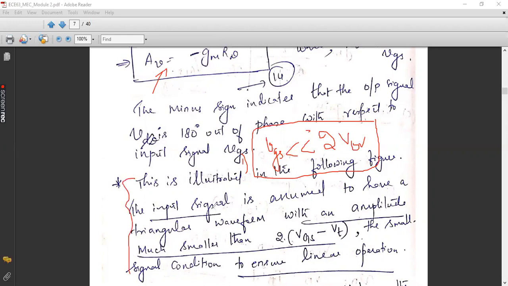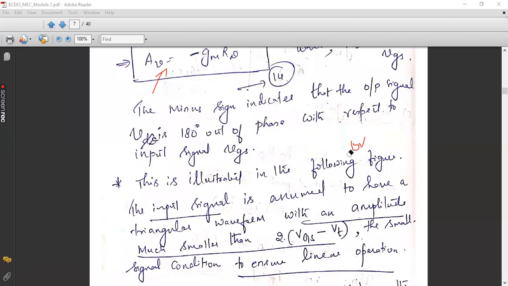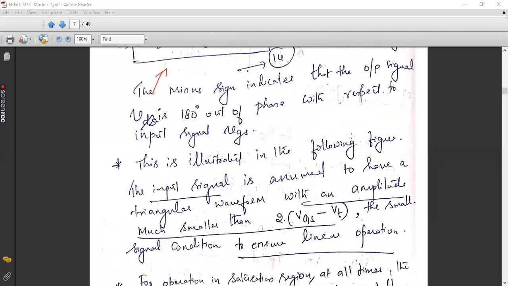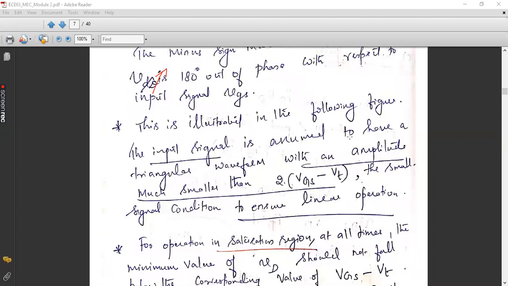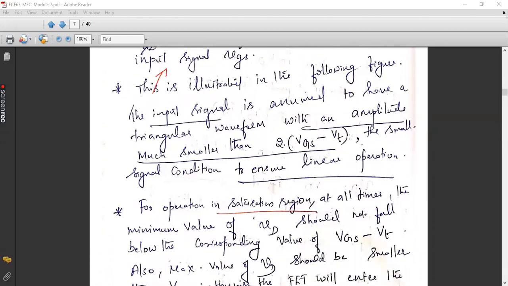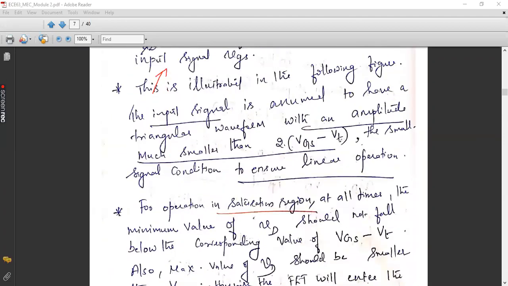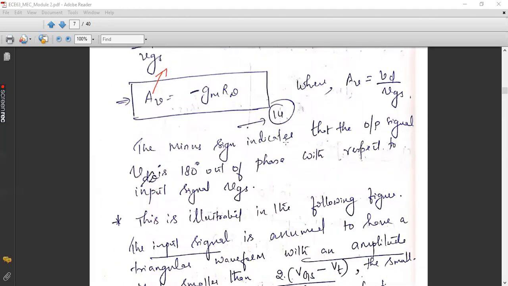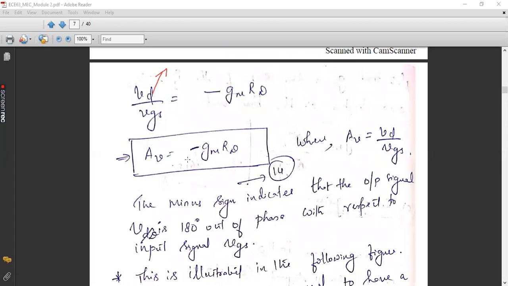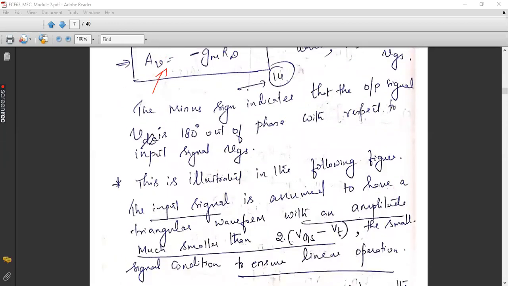This is illustrated in the following figure. That is, the input signal is assumed to have a triangular waveform with an amplitude which is much smaller than 2 times VGS minus VT. I will show you the diagram. So suppose you are giving a triangular waveform as an input to this amplifier for the amplification purpose, then the amplitude of such a wave should be smaller than 2 times VOV. VOV is the overdrive voltage, which is nothing but the difference between VGS and VT. So this will ensure a proper amplification or linear operation. So this is the first condition to be satisfied in order to get this gain minus GM into RD and a proper output waveform without any distortion.